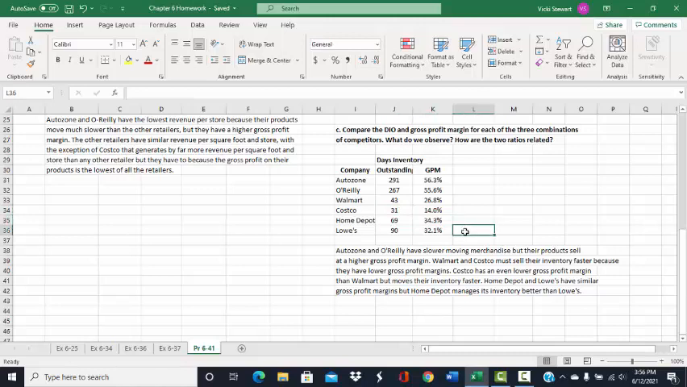Next, we look at Home Depot and Lowe's. They keep their items more in the middle. So Home Depot sells their items in 69 days and Lowe's 90 days. Their gross profit margins are very similar. So we can see that Home Depot is beating Lowe's in their productivity. And there's information, if you've read in your problem, in your textbook, that Home Depot is going to extreme measures to improve their supply chain, so their days inventory outstanding has gone down.